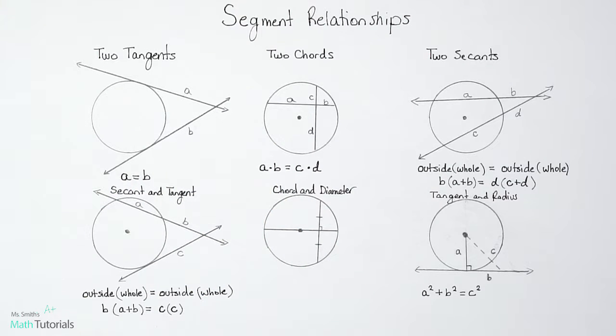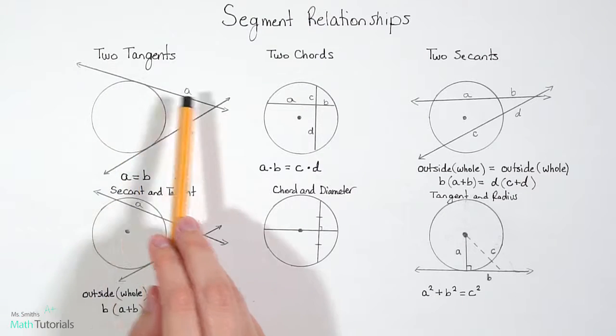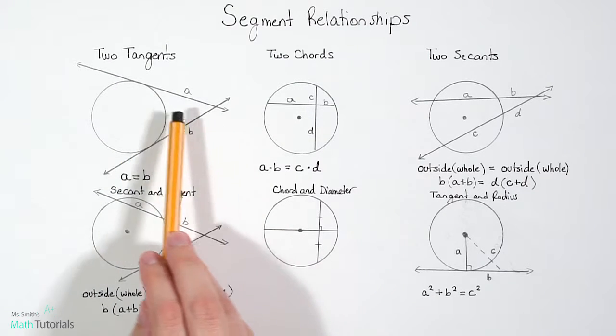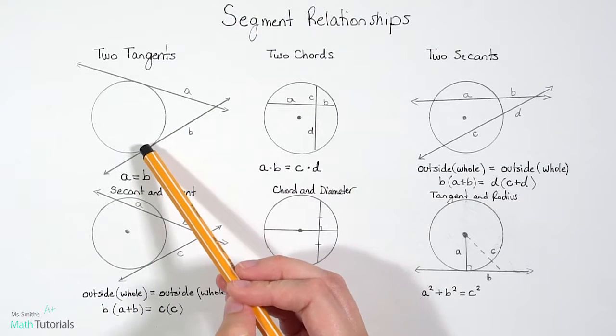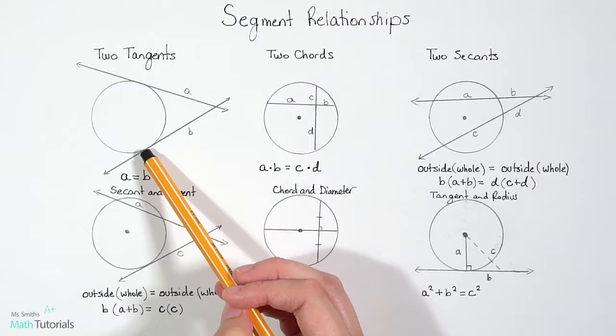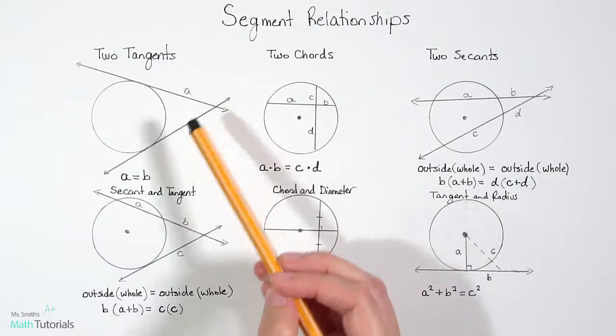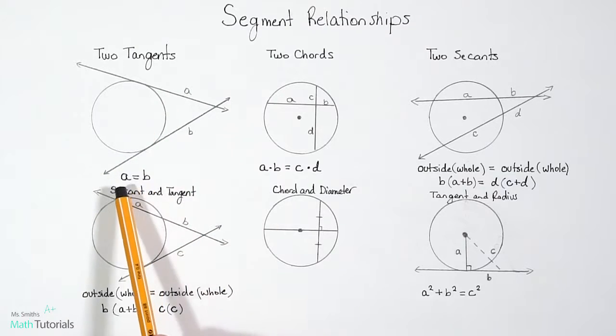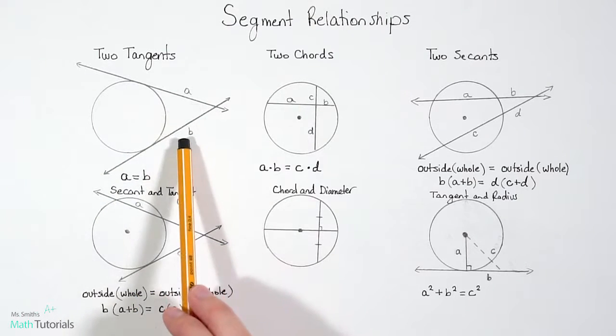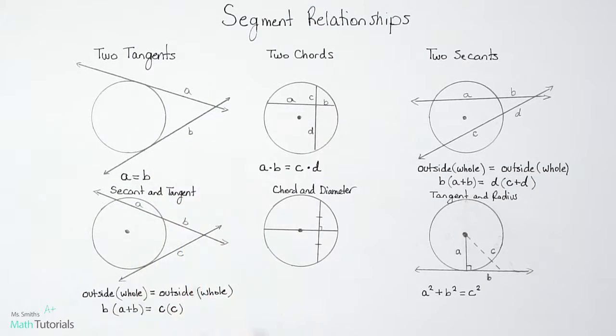So this creates a segment from here to that cross right there, and we would call that segment A. And then we also have a segment from where it touches the circle here to where we cross here, and we'll call that one B. Now for two tangents, A and B are going to be equal to each other.